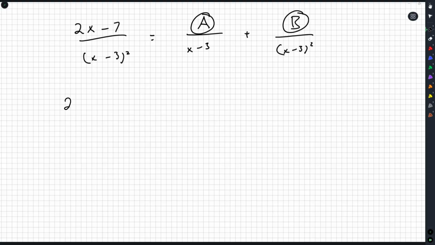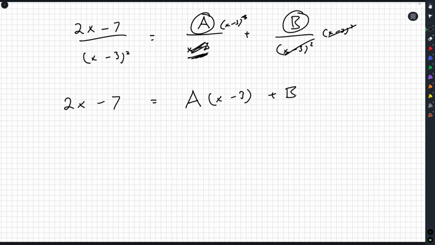Okay, so multiply everything by x minus 3 squared. You'll be left with 2x minus 7 here. One factor of x minus 3 squared will cancel out with what we've got down here. So you'll have a times x minus 3. But they'll both cancel over here, so we'll have plus b. Now, there's lots of ways we could do this. We could expand the polynomial on the right and equate coefficients.